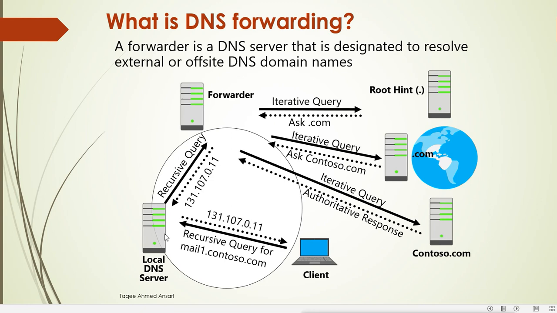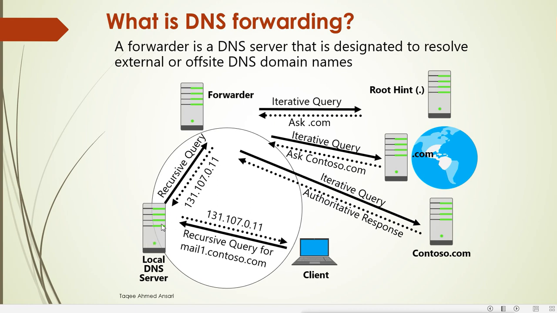So basically, suppose our domain is example.com, and our client sends a query. Our DNS server hosts the domain example.com. Now our client sends a query for contoso.com. This is a different domain. What does our internal DNS server do? It will say I'm not an authoritative server, so I will do the recursive query.